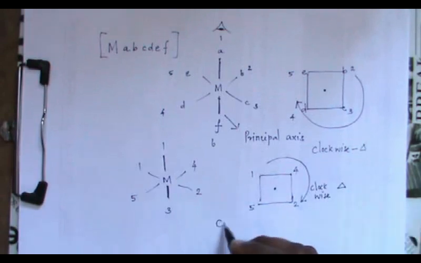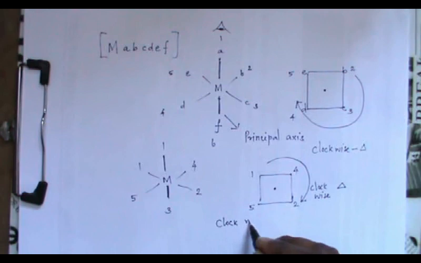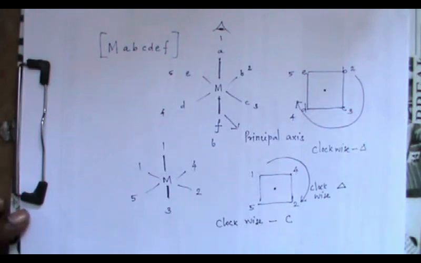Often, if it is clockwise rotation, the configuration C is used. Anti-clockwise rotation, the configuration A is used. The first letter is used here.